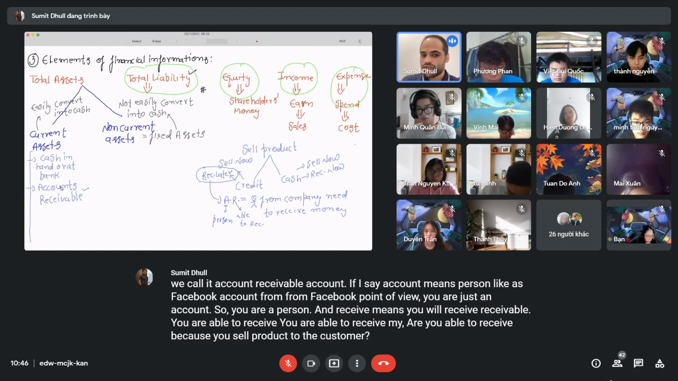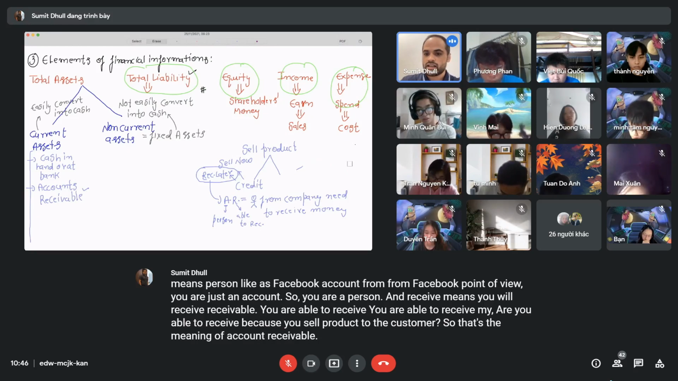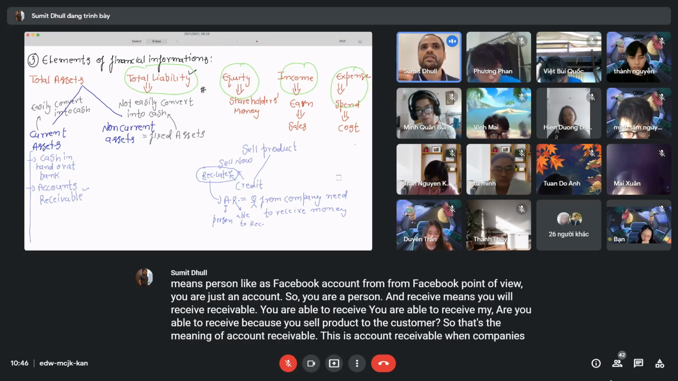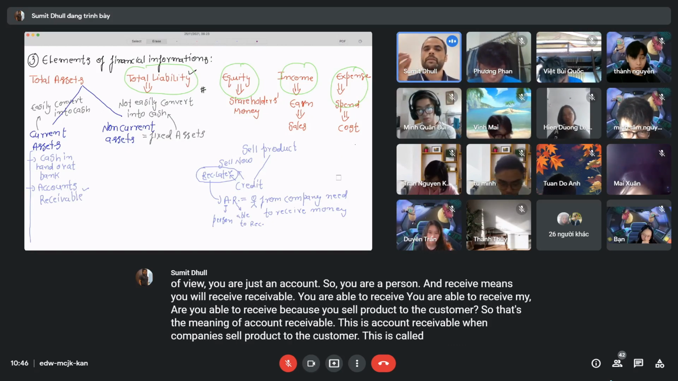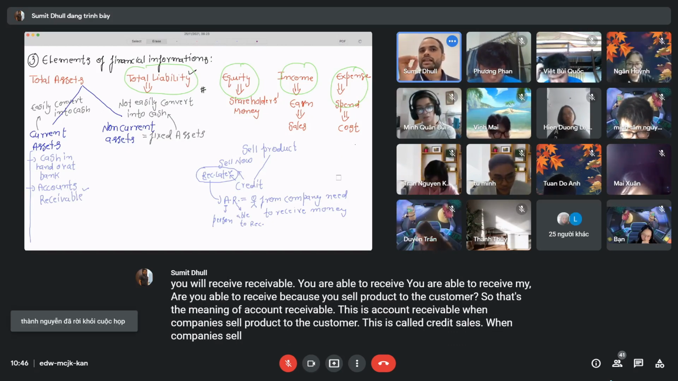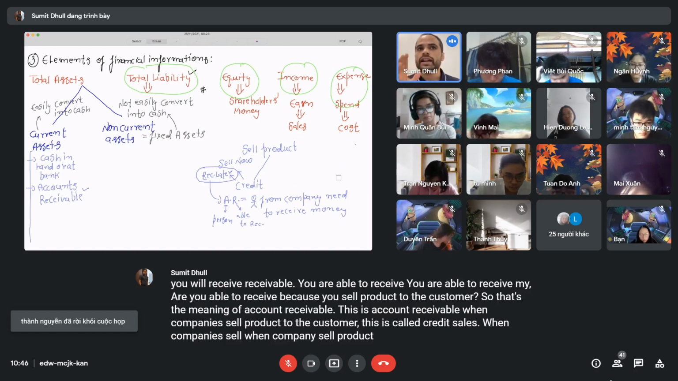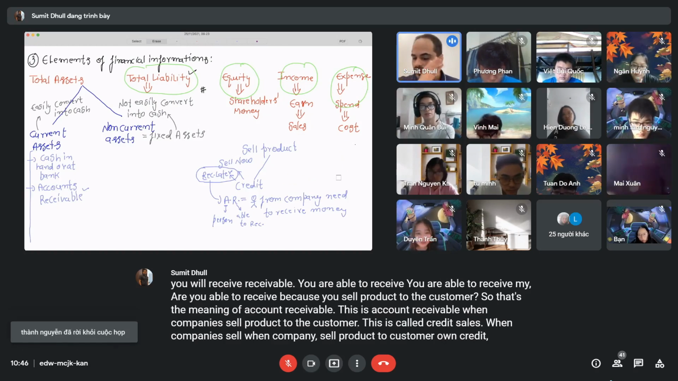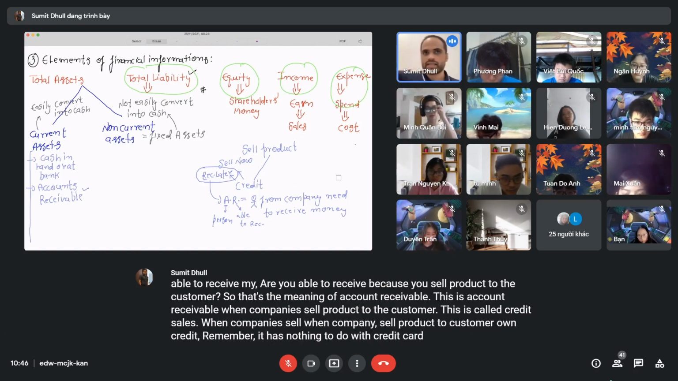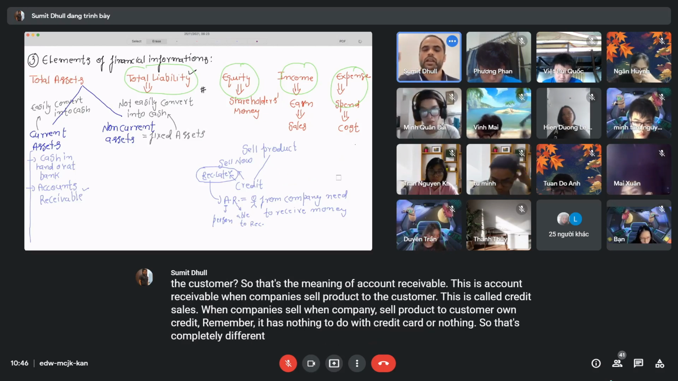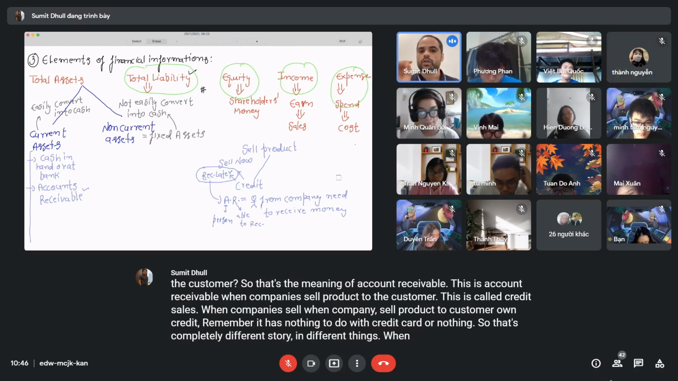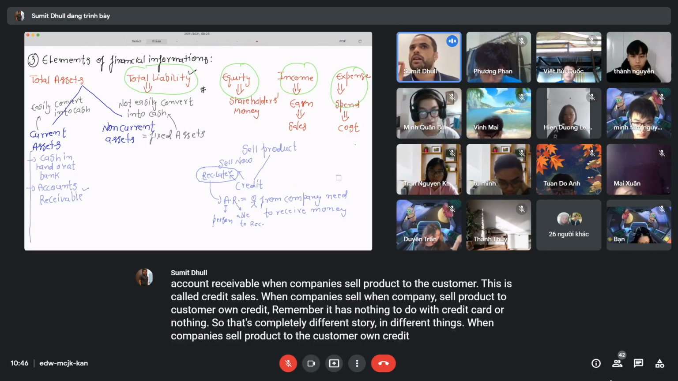So that's the meaning of account receivable. This is account receivable. When companies sell product to the customers on credit, this is called credit sales. Remember, it has nothing to do with credit card. That's a completely different story and different thing. When companies sell product to the customer on credit, that customer becomes account receivable.